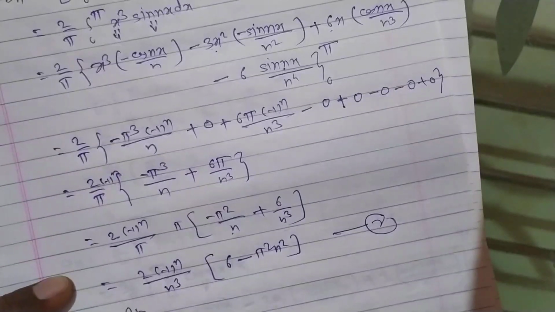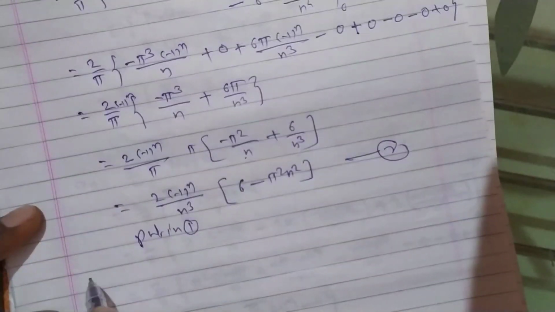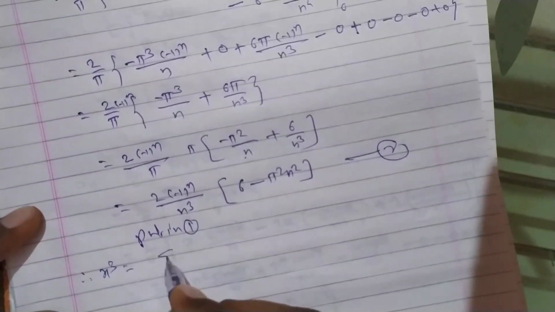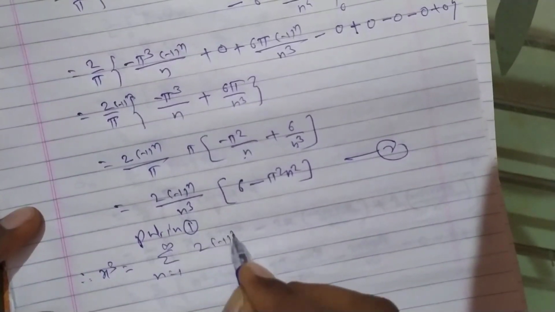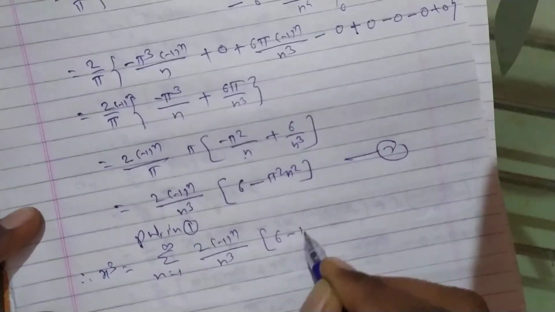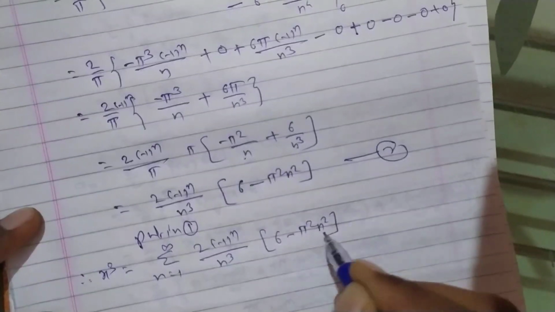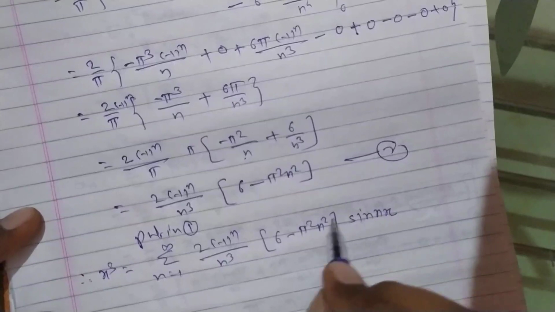We have to put it in equation 1. Therefore the required Fourier series of x cube in the interval minus pi to plus pi is the summation of n varies from 1 to infinity bn, that is 2 into minus 1 raised to n upon n cube into bracket 6 minus pi square n square into sin nx.